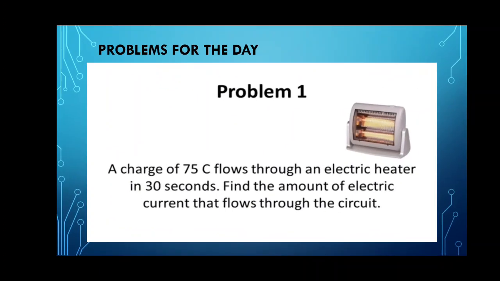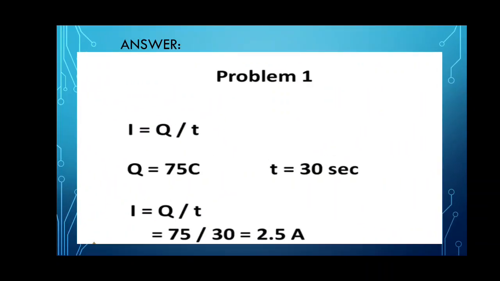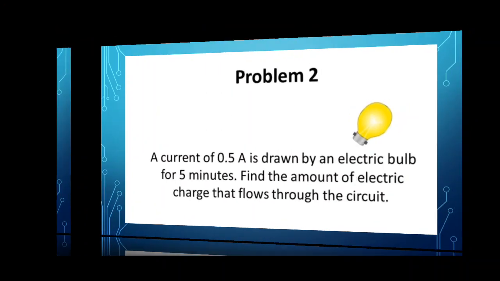Let us understand the formula I is equal to Q by T by solving two problems. Let us see the first problem. A charge of 75 coulomb flows through an electric heater in 30 seconds. Find the amount of electric current that flows through the circuit. Here, the value of charge Q is given as 75 coulomb. T is given as 30 seconds. By using the formula I is equal to Q by T, 75 by 30, we get the value as 2.5 amperes.